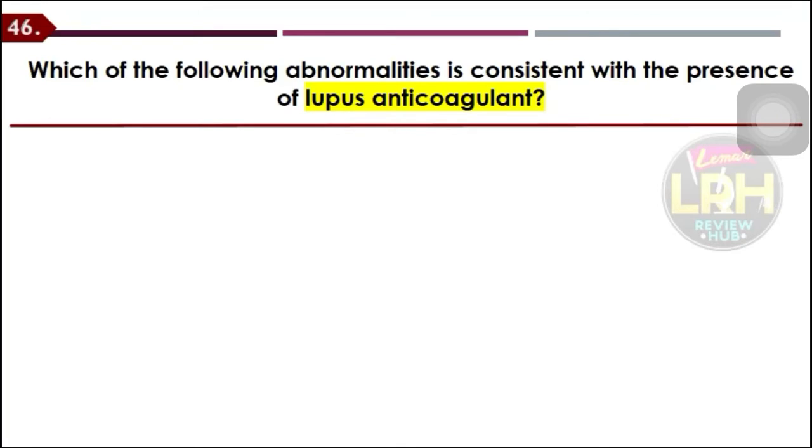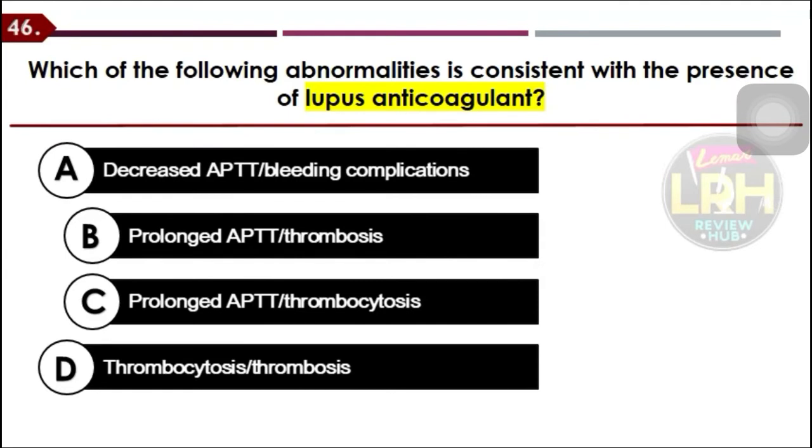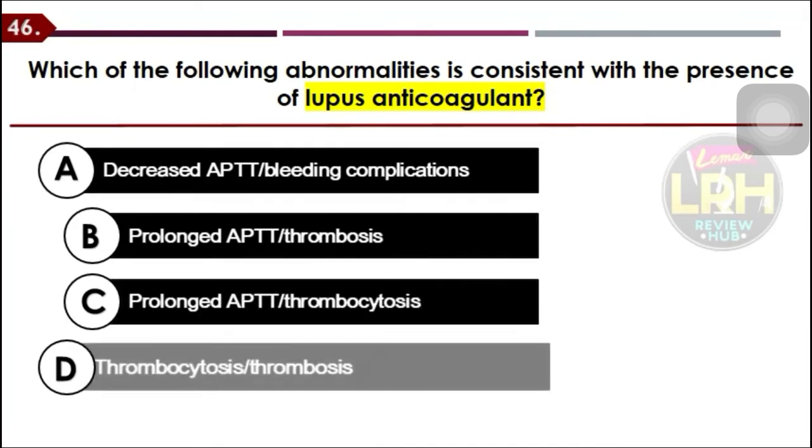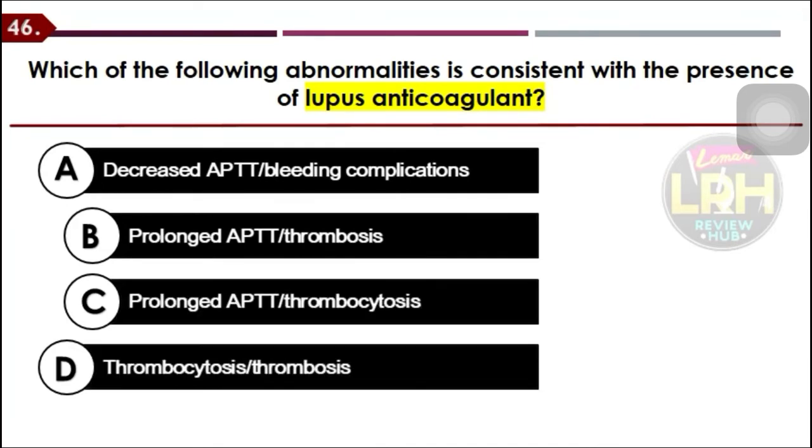Next, which of the following abnormalities is consistent with the presence of lupus anticoagulant? Is it letter A, decreased APTT, bleeding complications? Letter B, prolonged APTT, thrombosis? Letter C, prolonged APTT, thrombocytosis? Letter D, thrombocytosis and thrombosis? Correct answer is letter B, prolonged APTT and thrombosis.